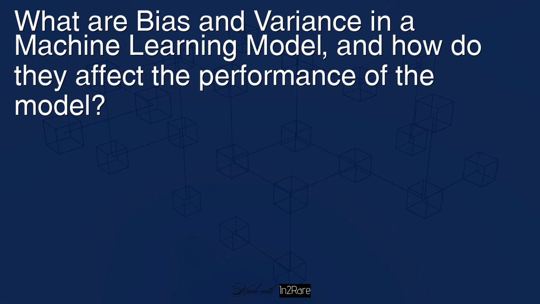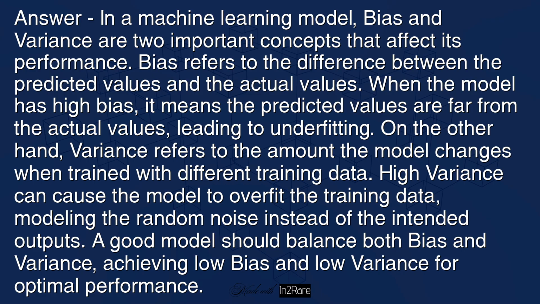What are bias and variance in a machine learning model, and how do they affect the performance of the model? Answer: in a machine learning model, bias and variance are two important concepts that affect its performance. Bias refers to the difference between the predicted values and the actual values. When the model has high bias, it means the predicted values are far from the actual values, leading to underfitting.